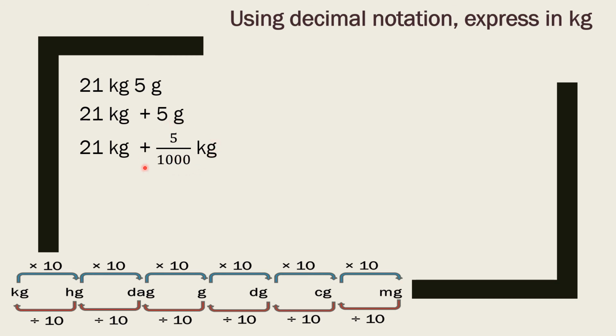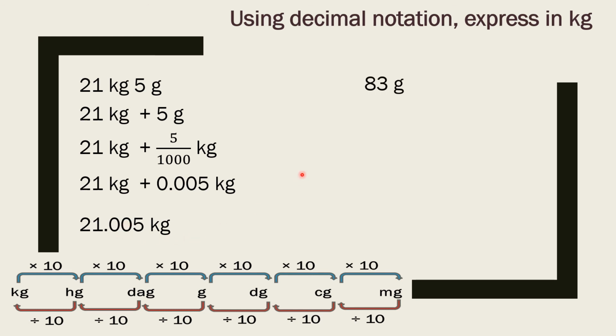Now we will convert this decimal fraction into a decimal number, and it is very easy. 21 kilogram plus 0.005 kilogram. Now we will write it all together. It is 21.005 kilogram. Let us do one more question.